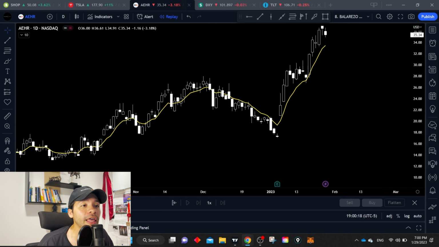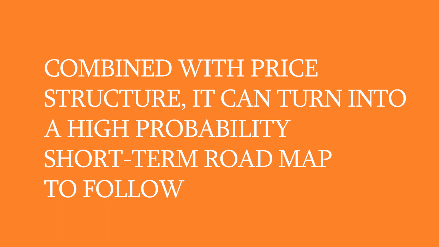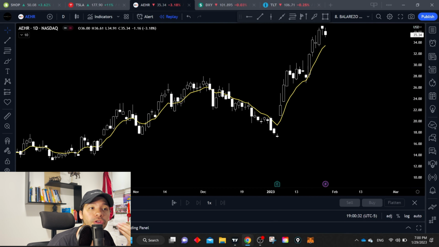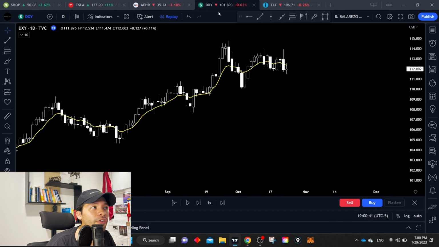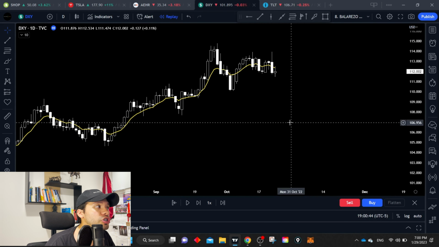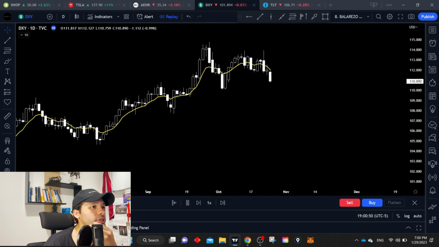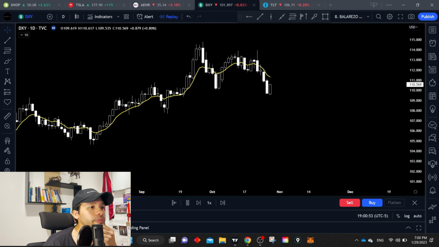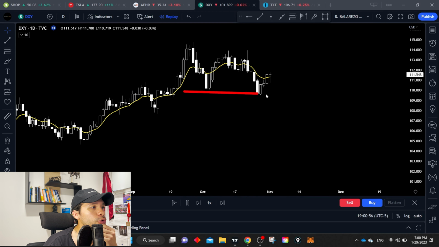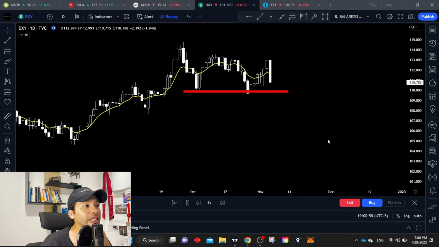Now, what is really interesting is that if we combine price structure with the 8 exponential moving average, it can turn into a really high probability short-term roadmap to follow the trend and stay in the trend as long as the price continues to close below it or above it. For that example, we're going to use the Dixie, which is the ETF for the dollar. Let's just hit play here so we can see a little bit of how the price action acts. And we can see right here that we have a clear level of support. There's a clear level for price.